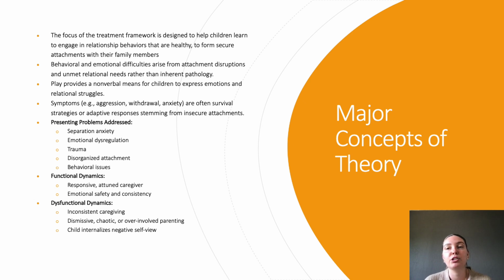The theory views functional dynamics as when the child is responsive and attuned to their caregiver, and there is an apparent emotional safety and consistency offered by the caregiver. Dysfunctional dynamics include inconsistent caregiving. When the parent or child is dismissive, chaotic, or potentially over-involved, the child will internalize a negative self-view, either that the world is not safe and therefore there will be no one to take care of my needs or keep me safe, or the other side where the world is not safe, I am not capable of taking care of my own needs and I require my caregiver or parent to keep me safe at all times.